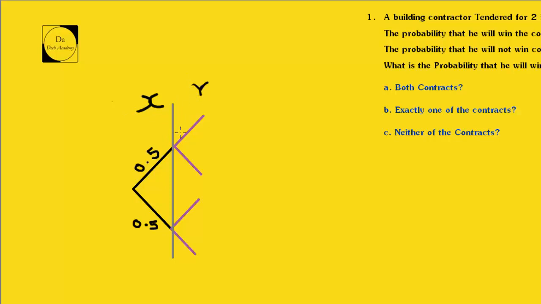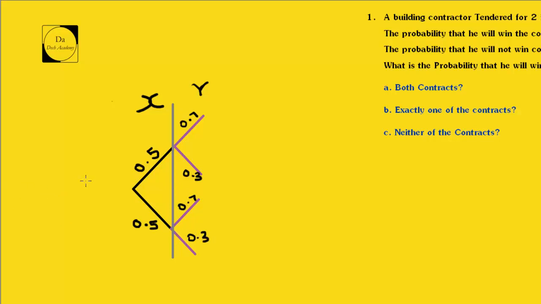The probability of winning, we determined it to be 0.7. The probability of not winning was given as 0.3. And that's the same thing here: 0.7 and 0.3. So what have I just done?